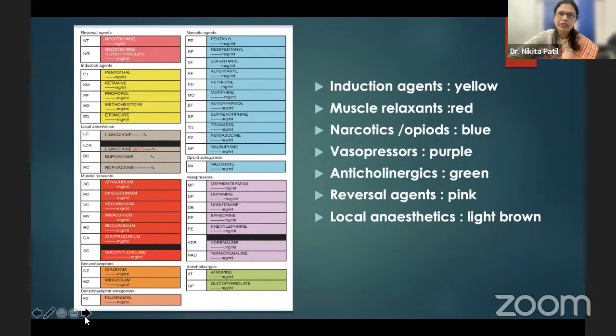So the induction agents come in a yellow vial, muscle relaxants red, narcotics and opioids blue, vasopressors purple, anticholinergics green, reversal agents pink, and local anesthetics light brown. This is universal, but there are still new companies coming with varied color coordination which may confuse. So it is always better to be vigilant, read it, and then go ahead.